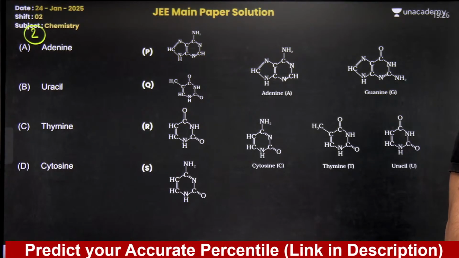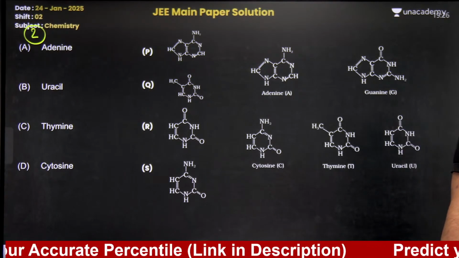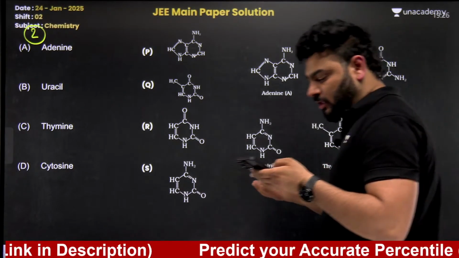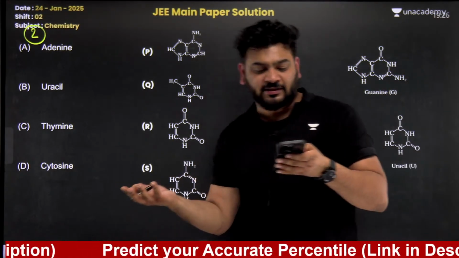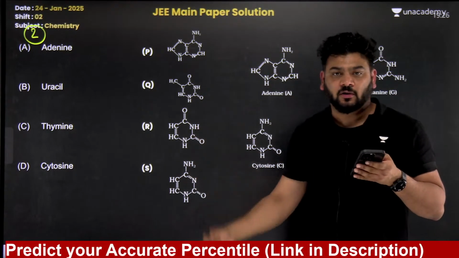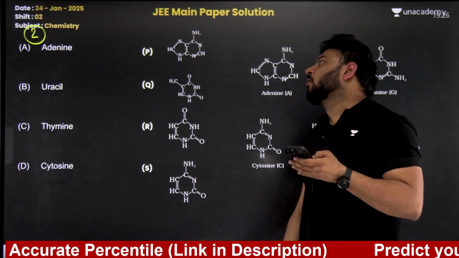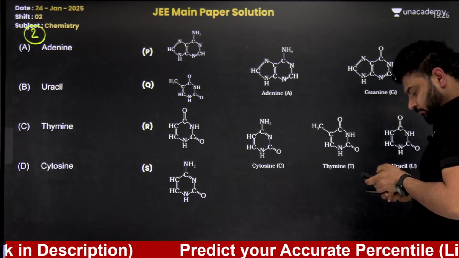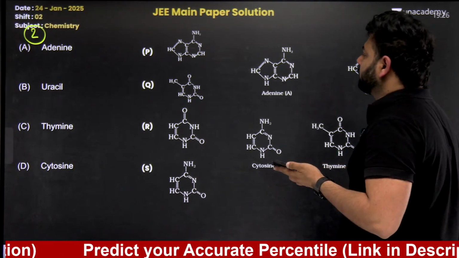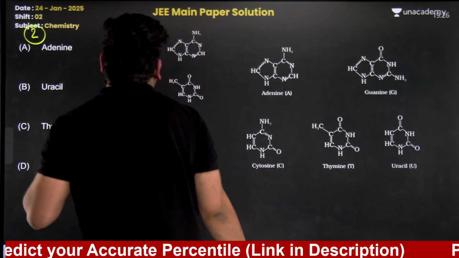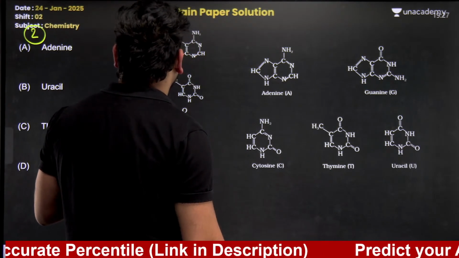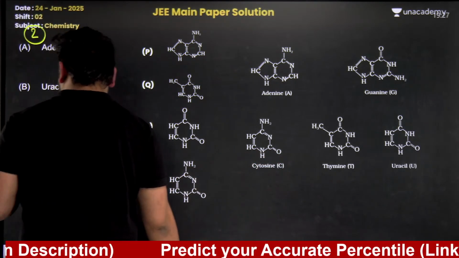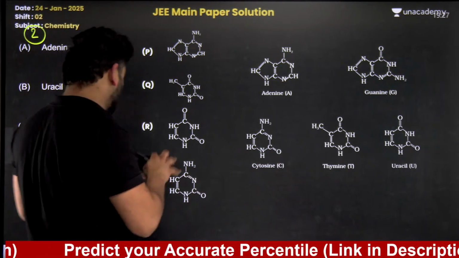So basically this is a data based, knowledge based question only. We can't do anything unless we know about the structures of all these nucleic acid bases. We have adenine; it was a matching question. Everything is given here itself.